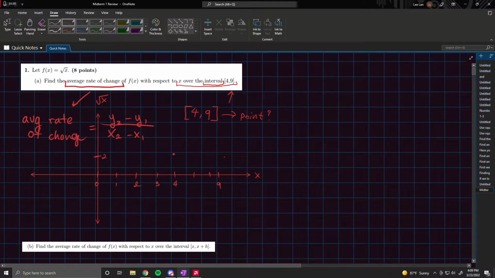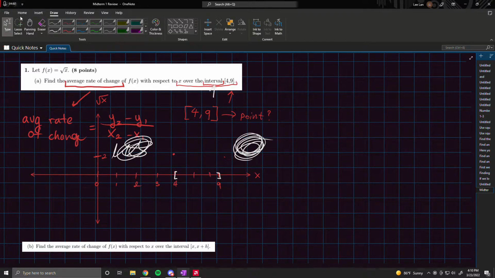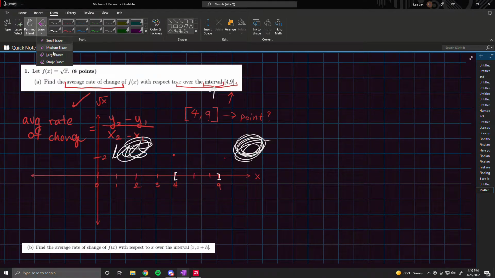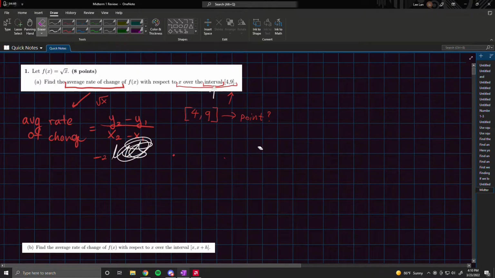Anyway, an interval will specifically be the x number line, the x-axis. And the interval from 4 to 9 is specifically talking about this section right here. So we don't care what's going on over here, and we also don't care what's going on over here, specifically for this problem, because it wants the interval from 4 to 9. So let me erase some of this stuff. I'm getting in my own way.